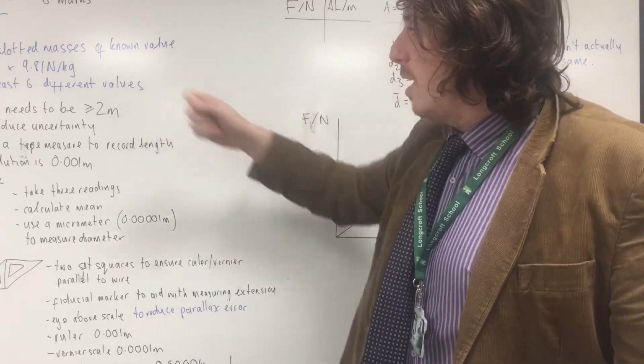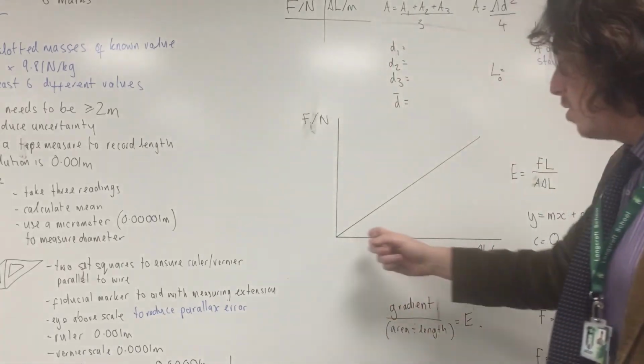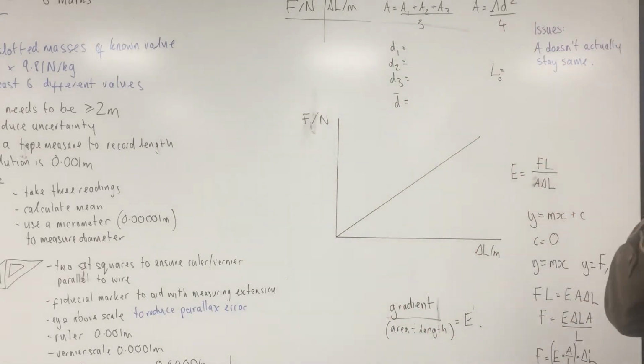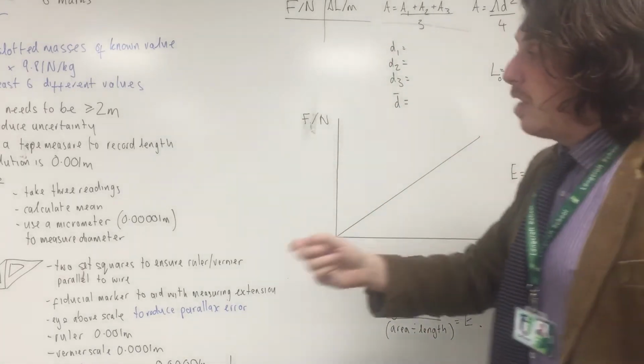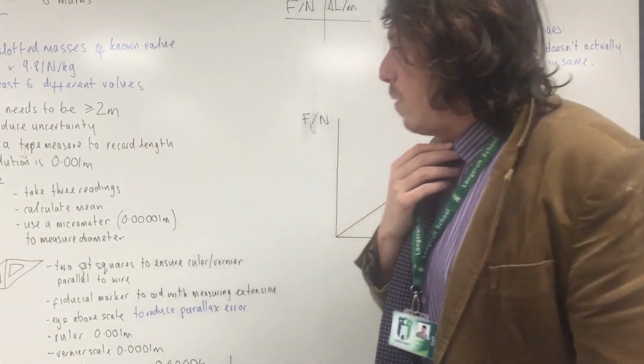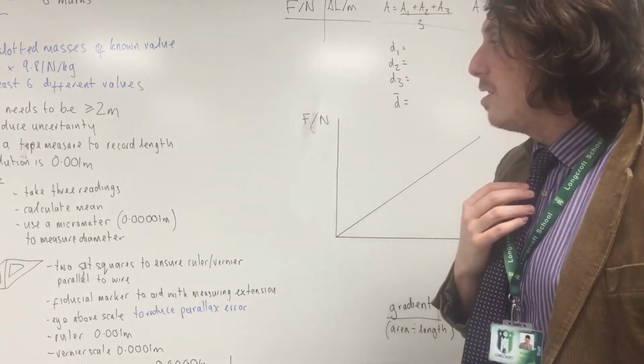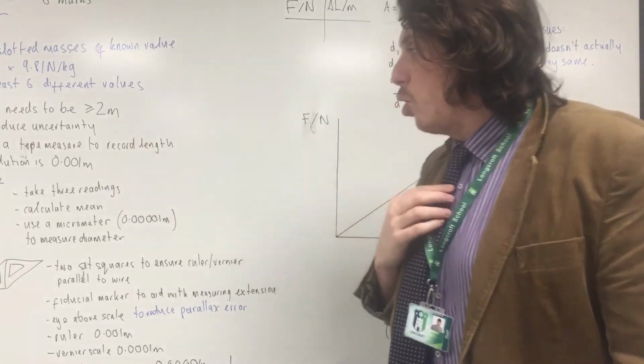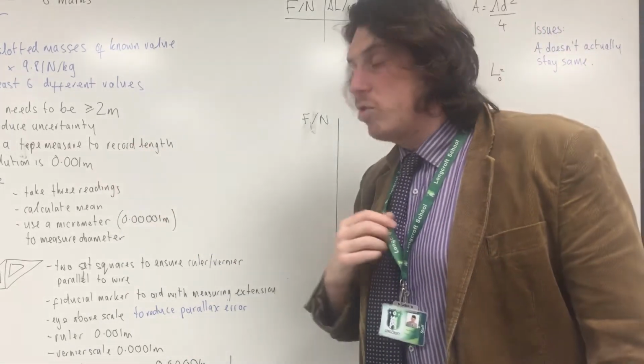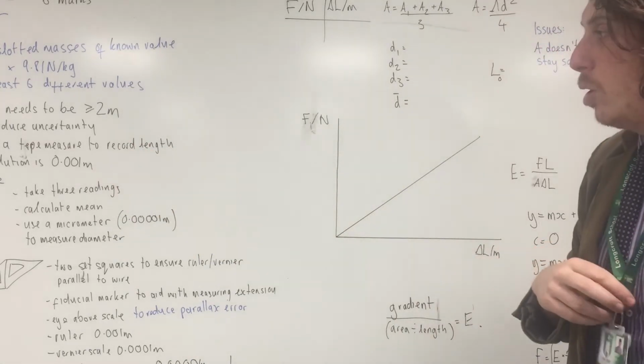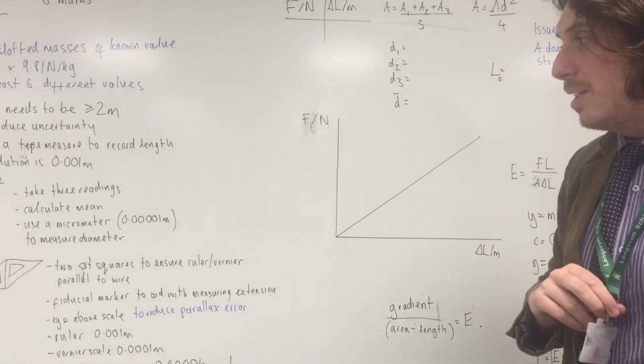And we'd use at least 6 different values, and the reason why is so we can get a graph and plot that with confidence. For the length, the wire needs to be at least 2 meters long, and that's to reduce the uncertainty. And we use a tape measure to record that length. The tape measure has a resolution of 1 millimeter or 0.001 meters, 3 decimal places.